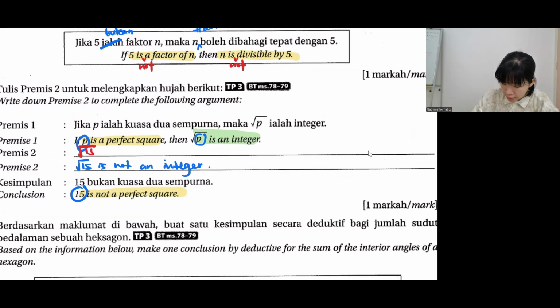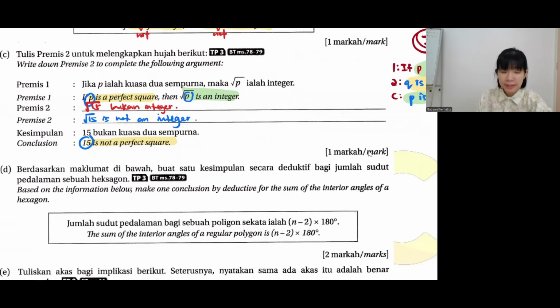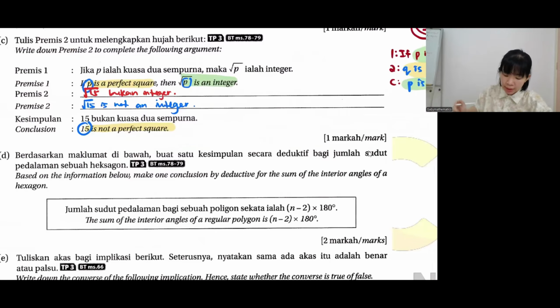Okay, square root 15 is not an integer. Yep, correct. Now D, let's go to D. Based on the information below, make one conclusion by, okay guys, highlight this, deductive. Conclusion by deductive. So wherever you see the word deductive, it means they want you to find an answer. They want an answer.